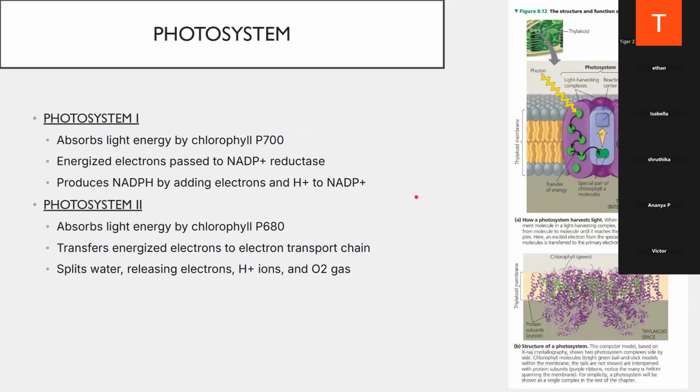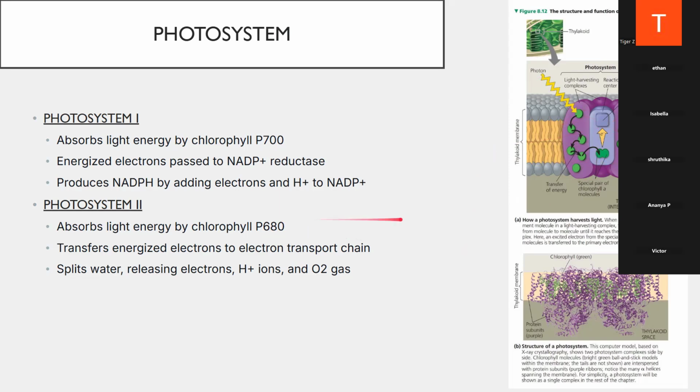Here's a nice little diagram. So here we have the light, the photons coming in. They're absorbed by the special pair, which is P700, or in photosystem 2, P680. Then the energy keeps getting transferred, right, through these light harvesting complexes. And then that's where it deposits an electron into the primary electron acceptor.